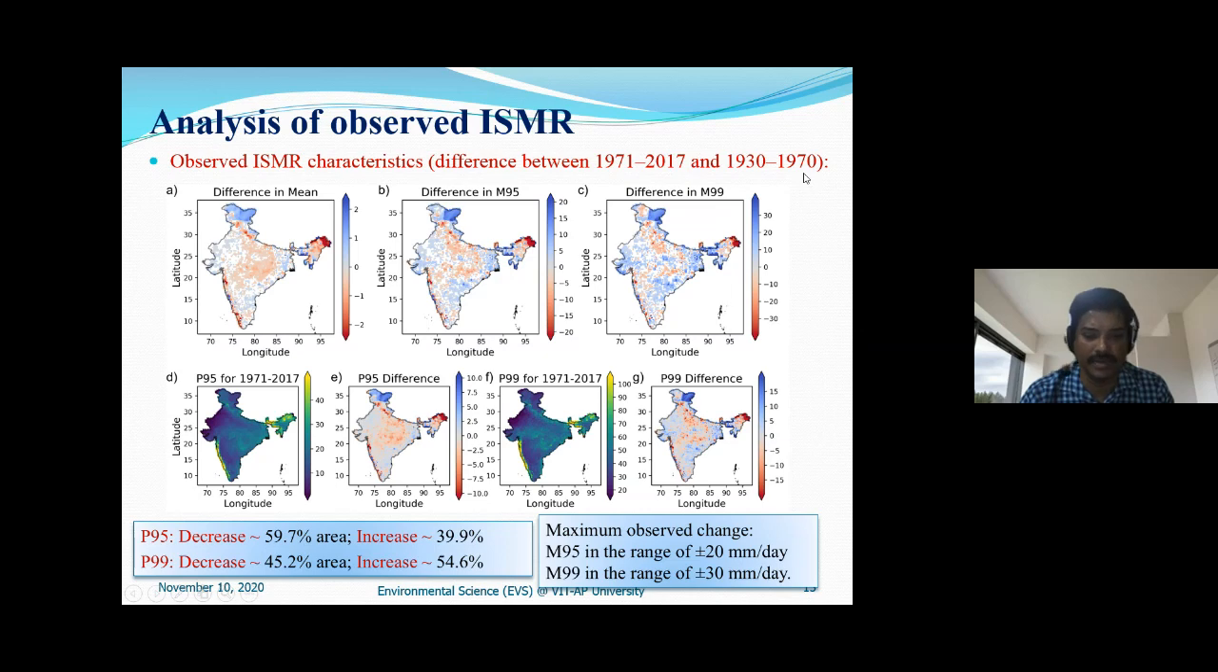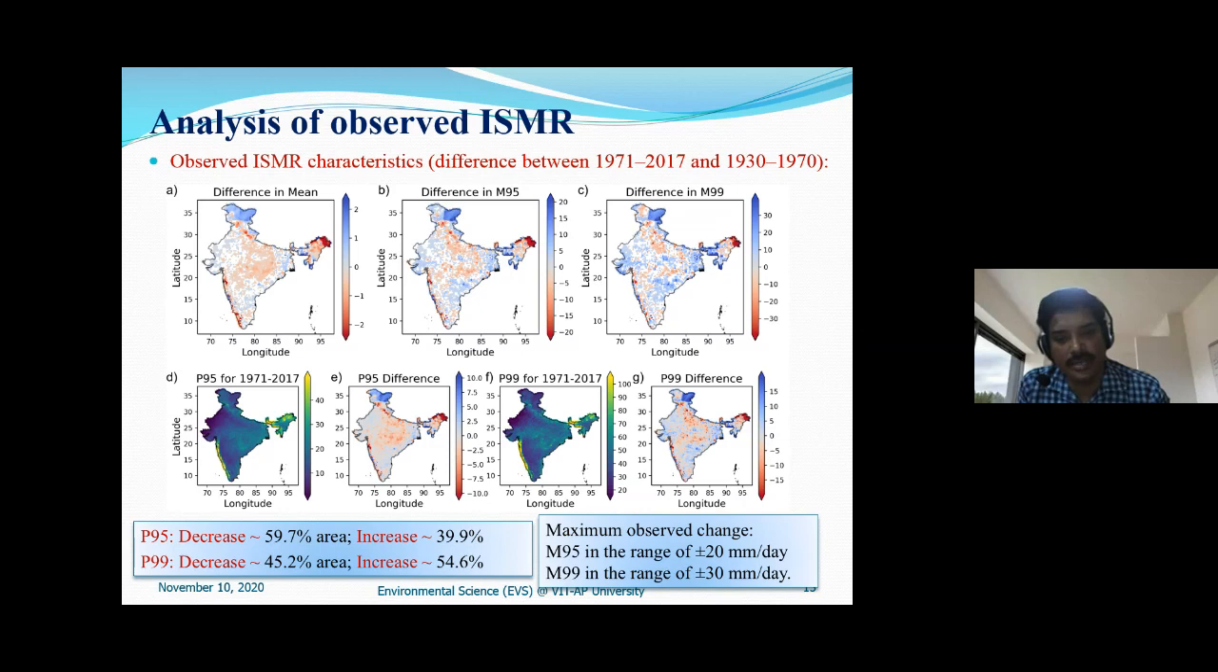Whatever we have seen, there is a change in the M95 in the range of plus minus 20 mm per day, and M99 is plus minus 30 mm per day. This increase and decrease, shown in different color ranges, covers almost 60% of the area. So far as the P95 threshold and the P99 threshold are concerned, 45% of the area of the entire domain is increasing.